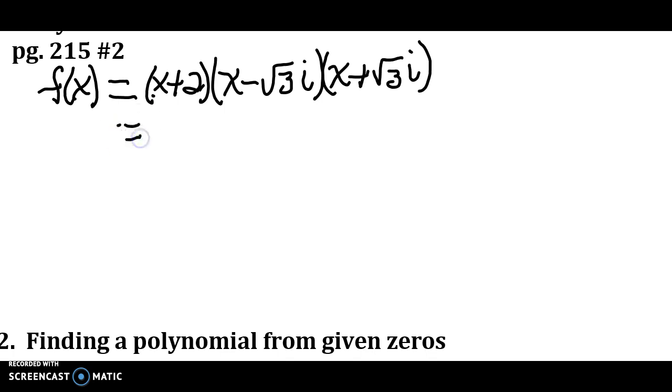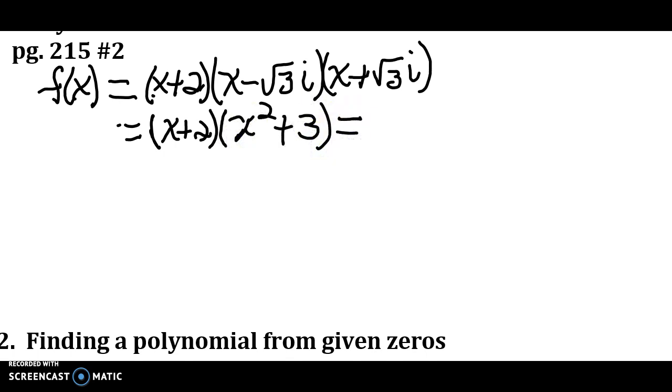The easiest way to multiply polynomials that have complex roots is to multiply the complex conjugates together, because there is a way to do that. You get the first term squared, so we're going to get x squared, and then you get plus, it's always plus, the last term squared without the i, so it'll be the square root of 3 squared, which is 3. Then all we have to do is multiply these together, and when we do that, we get x cubed plus 2x squared plus 3x plus 6. So that's standard form.